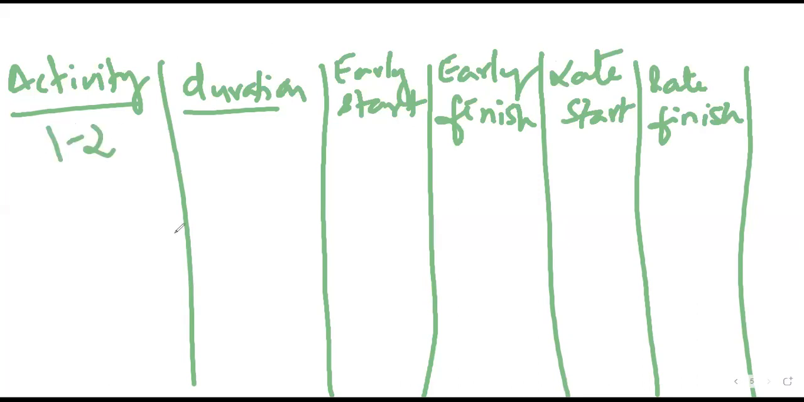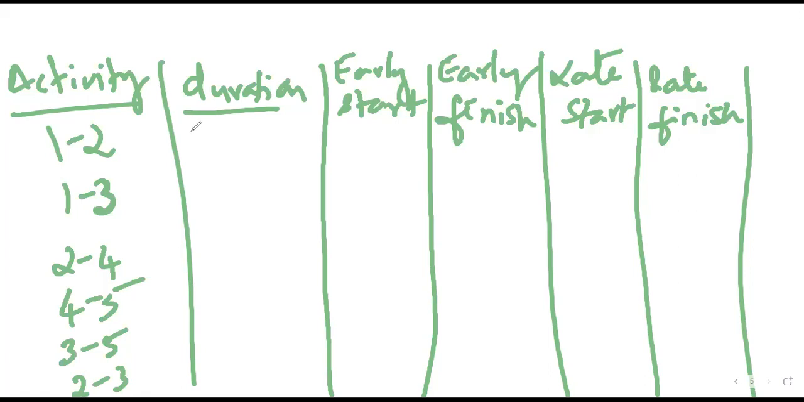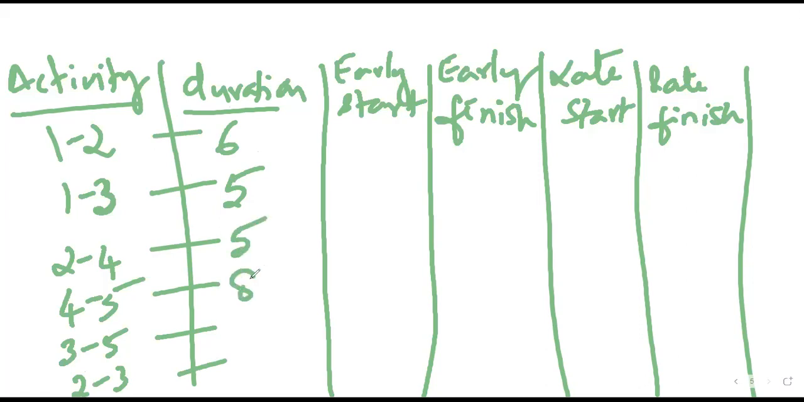1-2. Next, 1-3, 1-3. Okay. 2-4, 2-4. 4-5, okay. 3-5, okay. 2-3. Durations: 6, 6. Okay. 5, 5, 5, 8, okay. 3, 6.